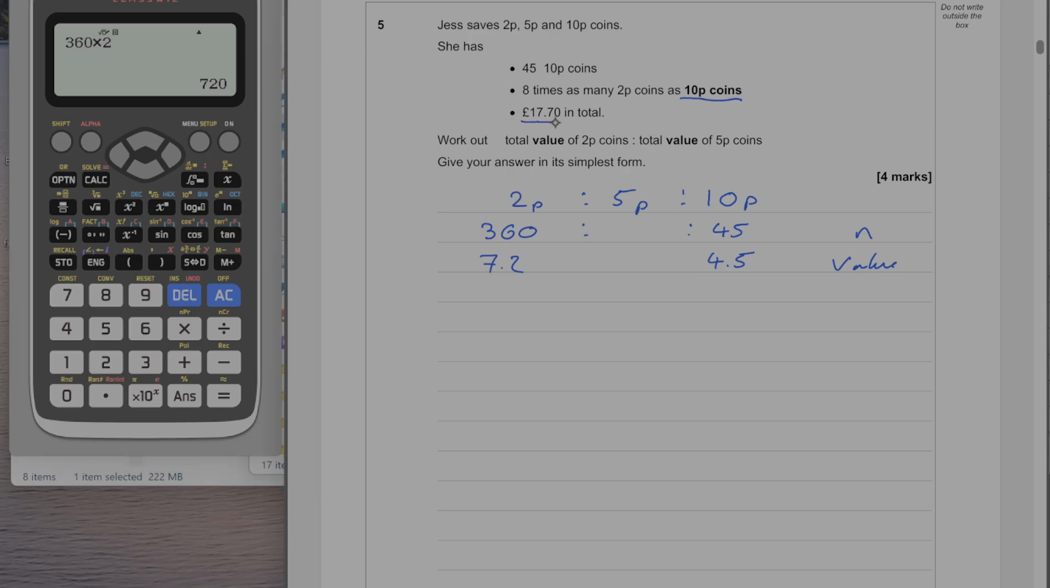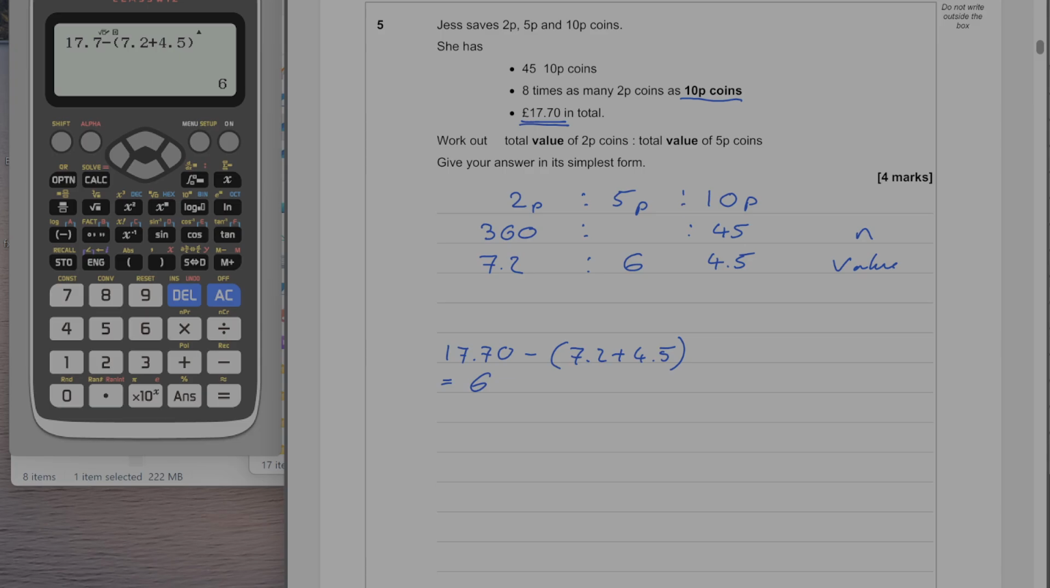So we're told the total value of all the coins. So I'm going to do £17.70 minus 7.2 plus 4.5. So that's going to be 17.7 minus 7.2 plus 4.5, which gives me 6. So we've got £7.20 to 6.